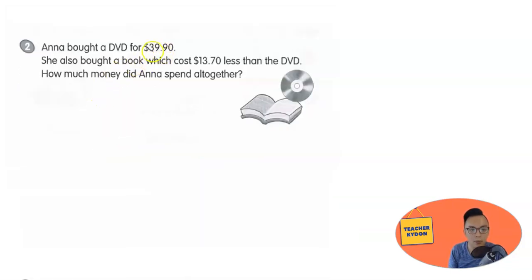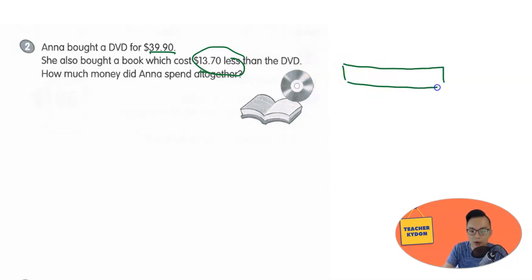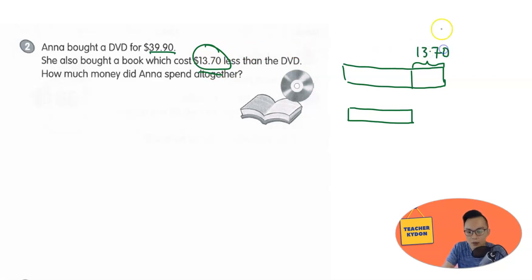And she bought a DVD for this amount. She bought a book, which is, every time you have more and less, right? You know what to do already. So straight away, you don't even need to think about it. Just draw the long model and draw the short model and leave some space in between and cut over here. Now I need to figure out what is this amount over here. So I know that it is $13.70. Don't care about who is more and who is fewer or less. Just write all these things down. Then you start to think, who is more expensive and who is cheaper.